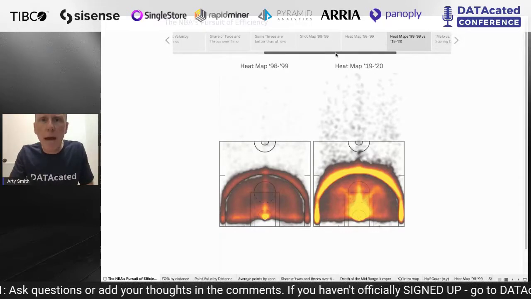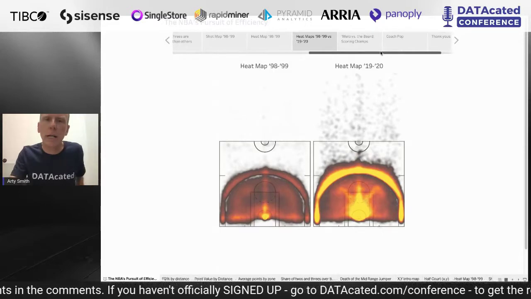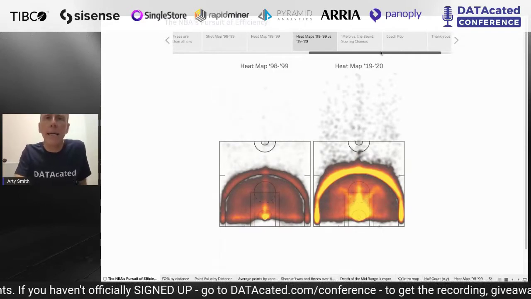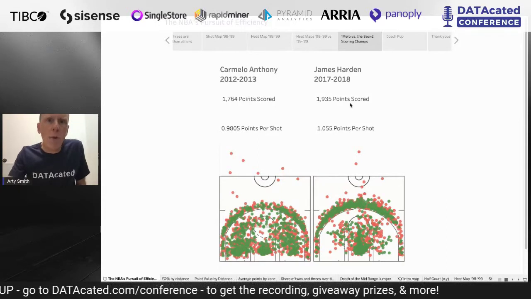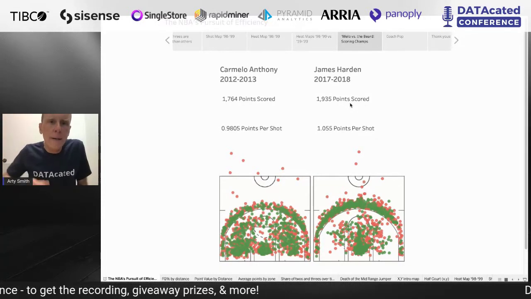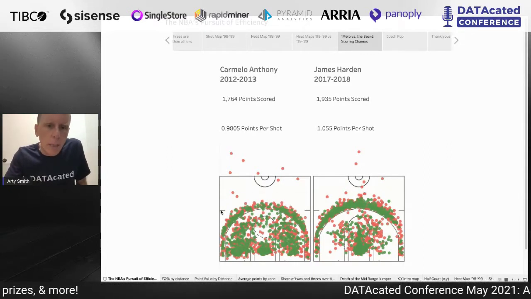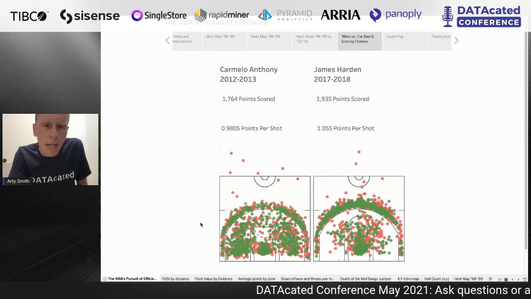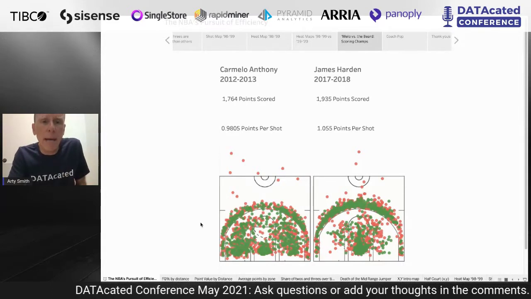Okay, and in my next graph, we're going to compare two scoring champions. We're going to look at Carmelo Anthony versus James Harden. On the left, we have Carmelo Anthony, who won the scoring championship in 2012-2013 with 1,764 points. And we look at his shot map down here, bottom left. Each green dot is a successful shot. Each red dot was a miss.